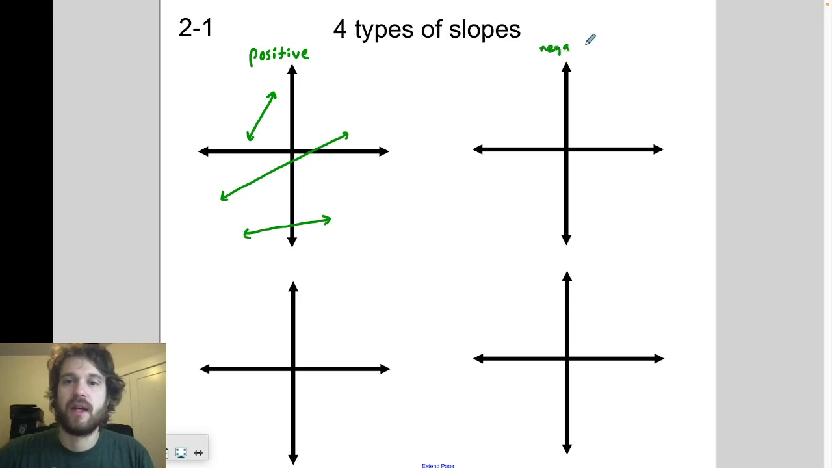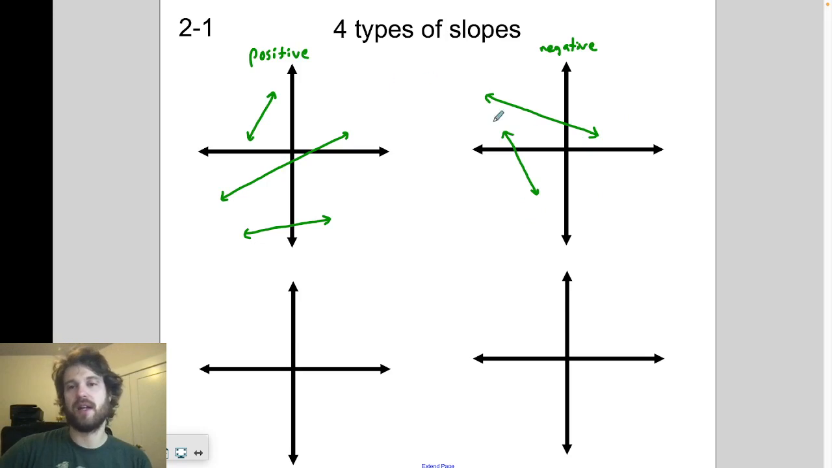Negative slope, as we go from left to right, is going in a downhill manner like this. So this is what negative slope looks like. As you go from left to right, it looks like you're biking downhill. Could also look like this. But I could keep drawing a billion of them. So if it goes downhill at all, we consider that negative slope.